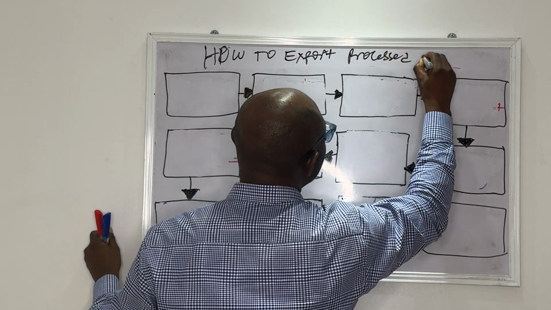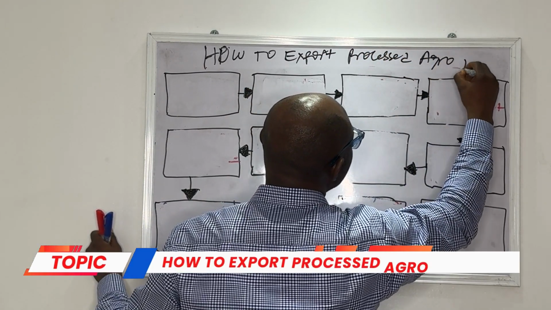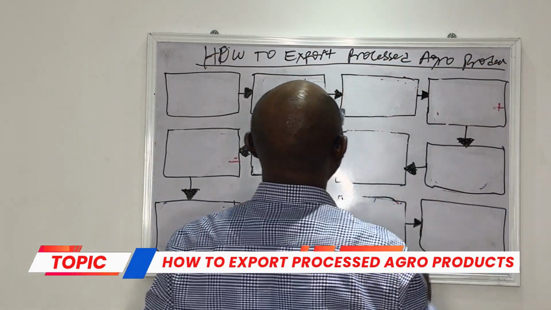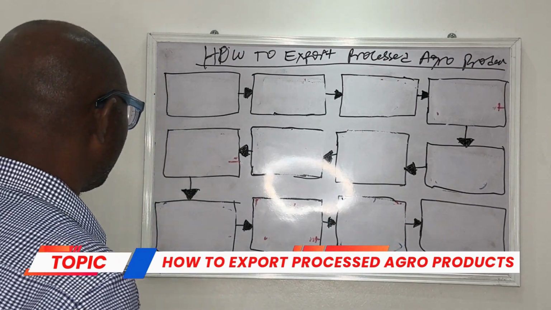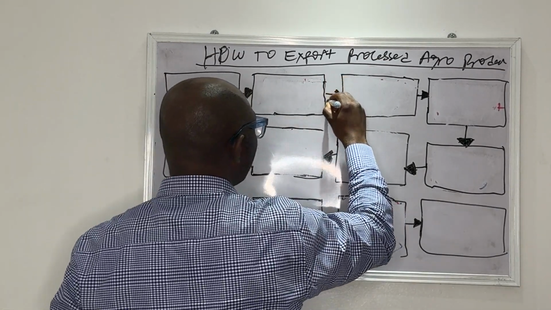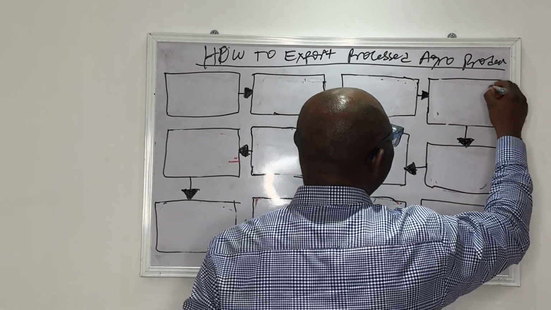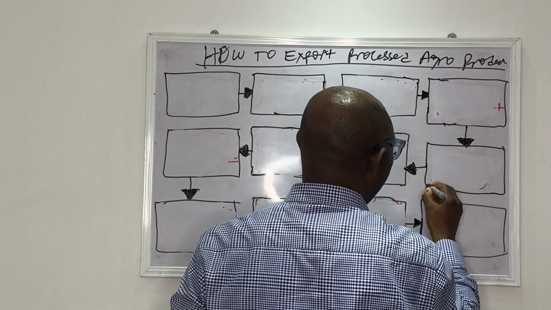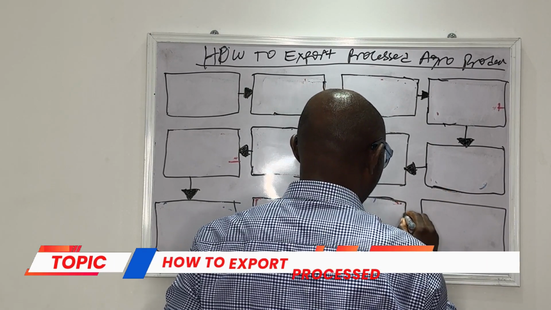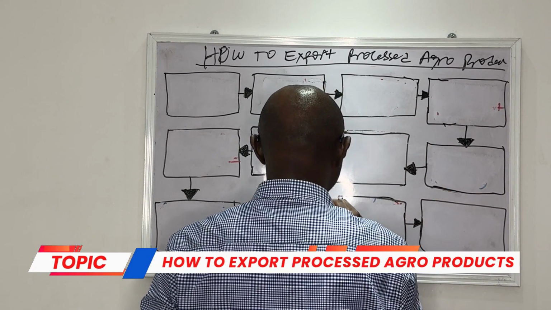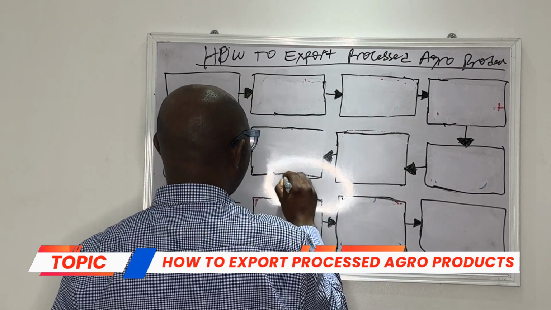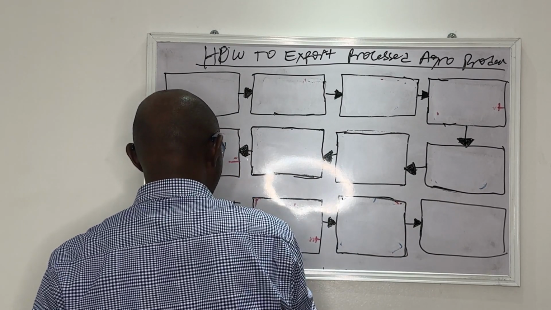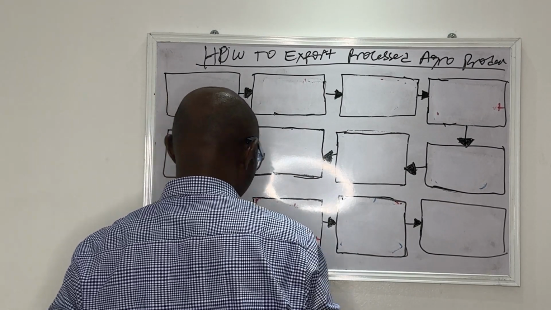How to export processed agro product, not necessarily food. Irrespective of whether it is food or not, how to export processed agro product. So in this case, you'll be looking at any agro product from spices to noodles to gari, cassava flakes, to granite, cookies, what some people will call kuli-kuli, different cassava product, different agro product. The principle is the same.